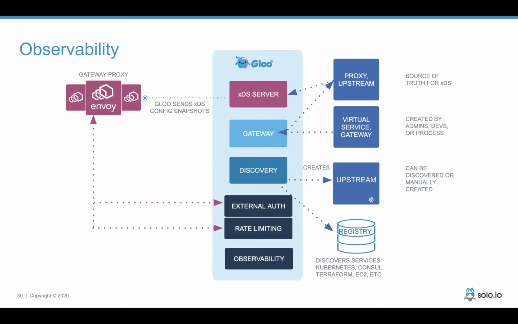Obviously, I didn't really mention this before, but Envoy natively comes with a bunch of observability features. It publishes a bunch of metrics. There's easy hooks to enable tracing and access logging. A lot of this stuff is just packed into open source Gloo.